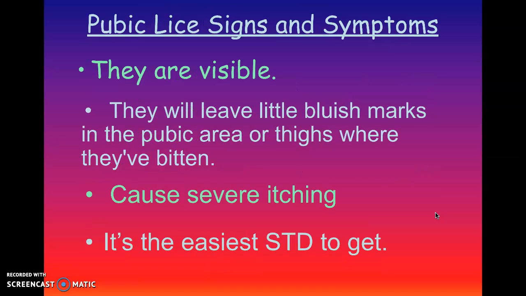Pubic lice signs and symptoms: they're visible, so they can be seen without a microscope. They will leave little bluish marks where they've bitten, little bruises. The biggest thing is they cause severe itching of the pubic hair region, and because it can be spread through sexual contact and through sharing towels and whatnot, it's easy to get. It's also important to note that pubic lice is neither an infection nor a disease, but we put it in this category just because it affects the genital region.